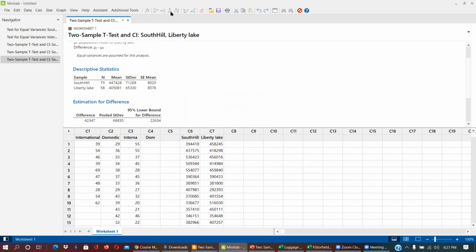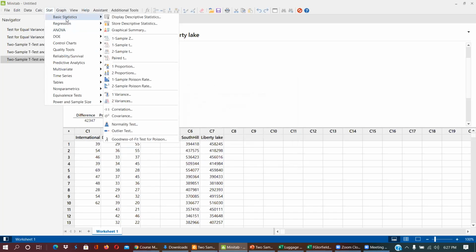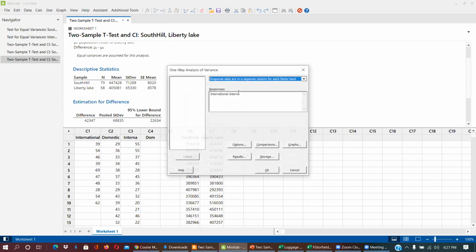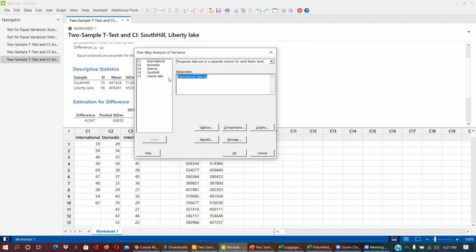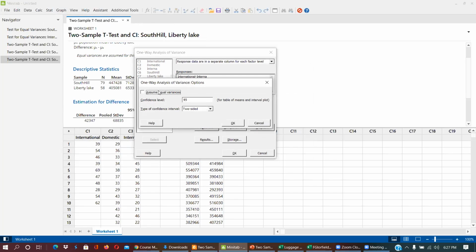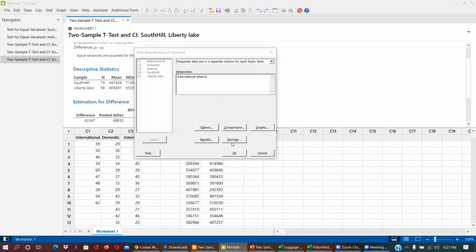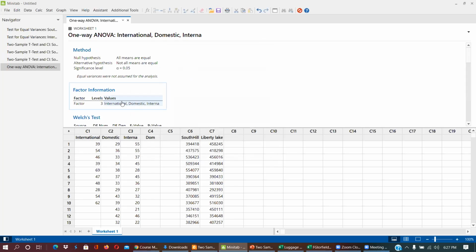How can I check? I just go under Stat, Basic Statistics, and ANOVA, analysis of variance. I'm just going to use one-way ANOVA, and let's use all three samples, 1, 2, 3. Okay, we have options here. We can assume equal variance or we can't assume it because they don't have equal variance. So I'm not going to assume it, just for simplicity.